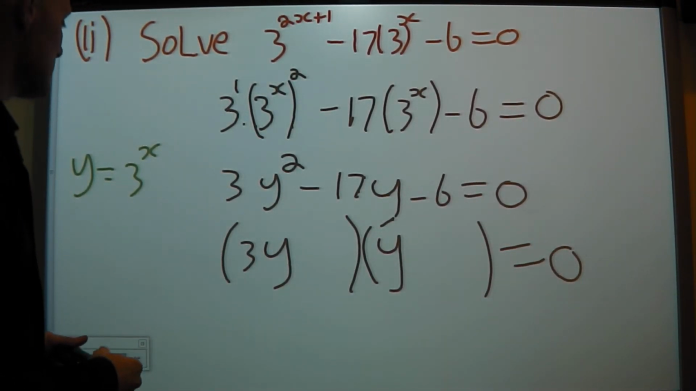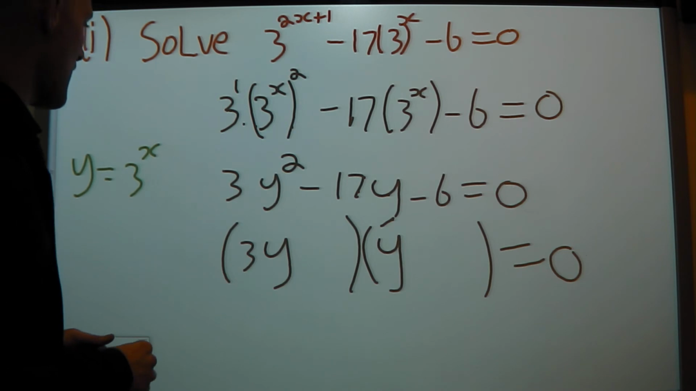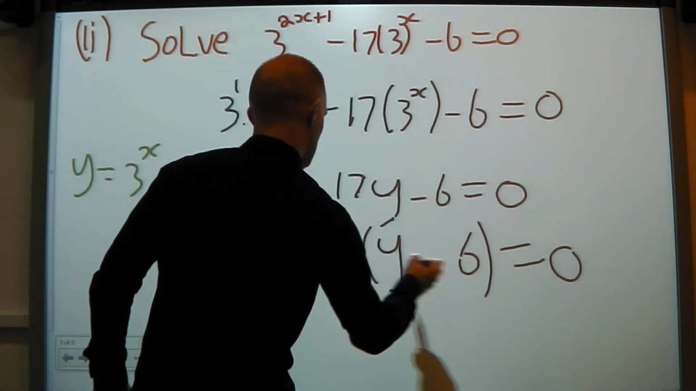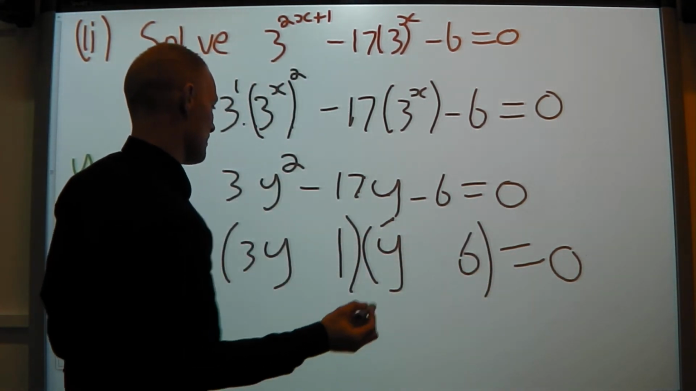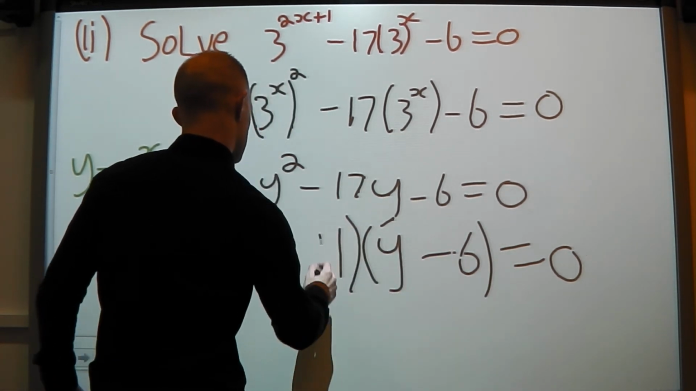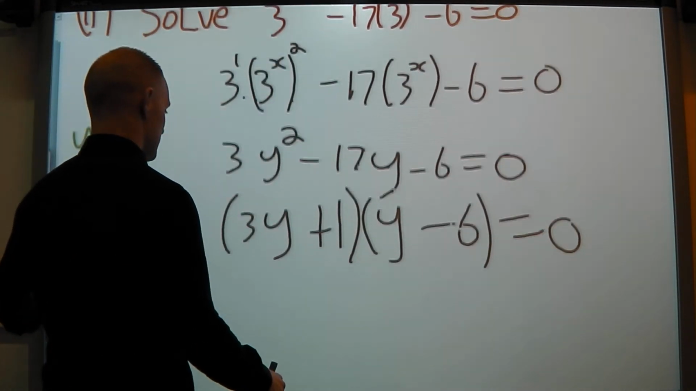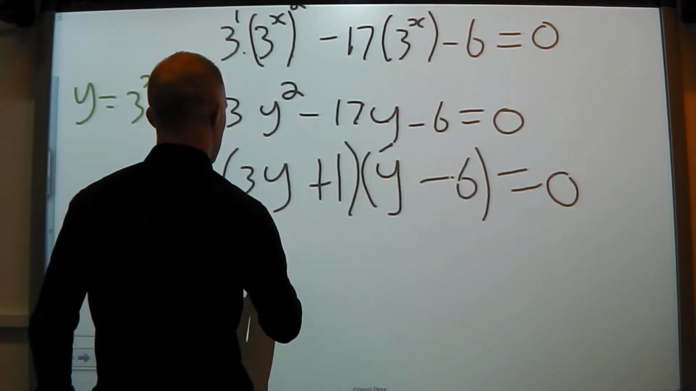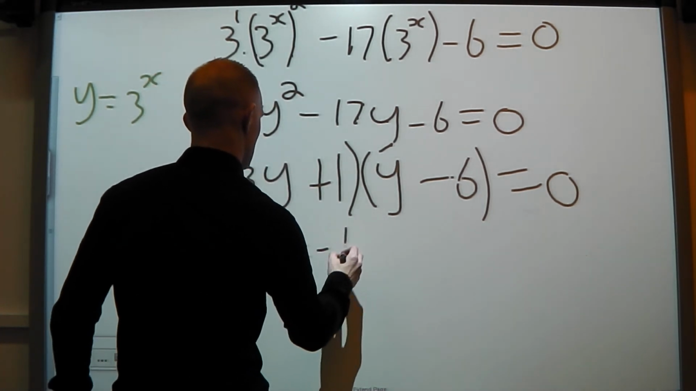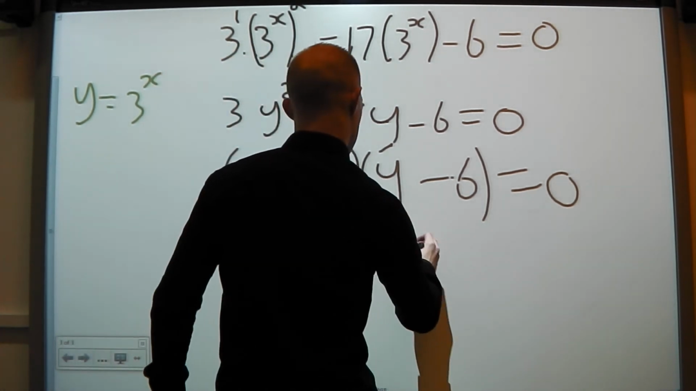Now we have a look at this. The factors of 6 could be 6 and 1. 6 here and a 1 here, and we're going to have a negative number and positive there. So there we have two solutions. Implies y is equal to negative a third, or y is equal to 6.